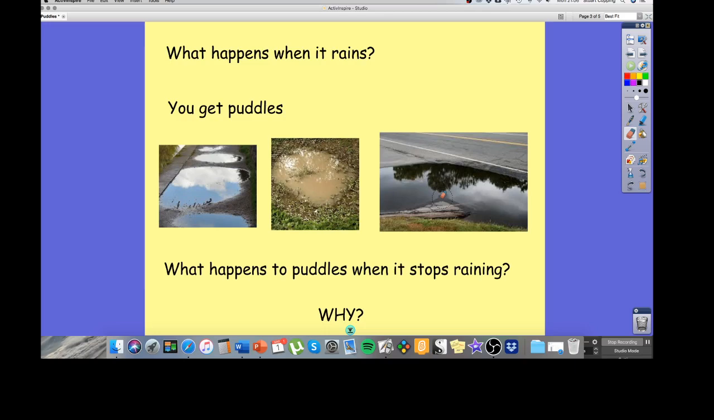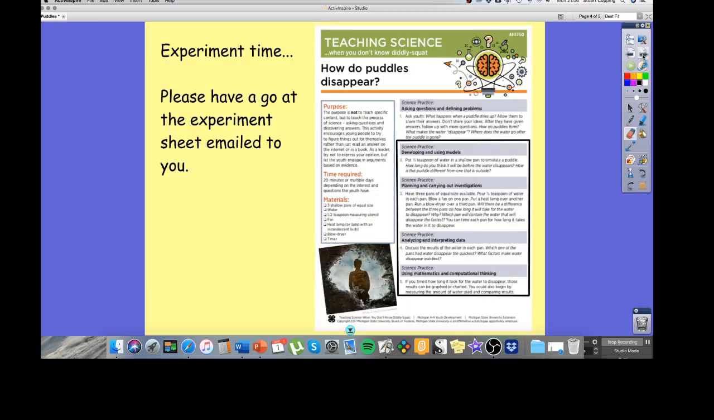Okay, what we want to investigate today is what happens to those puddles. Now, hopefully you might have come up with the idea that they stay there forever and ever. Okay, it could be that they disappear. And they start to get smaller over time as well. And we're going to talk about that now. We're going to think about why a little bit later on. So I have emailed all mummies and daddies a little experiment to have a go at, but I'm going to talk through the experiment now.